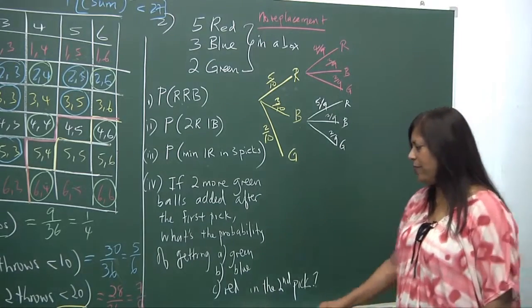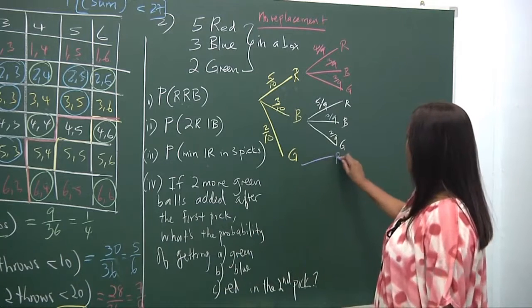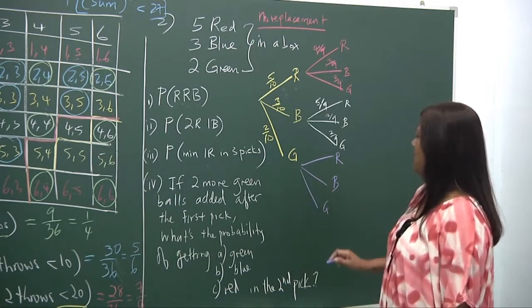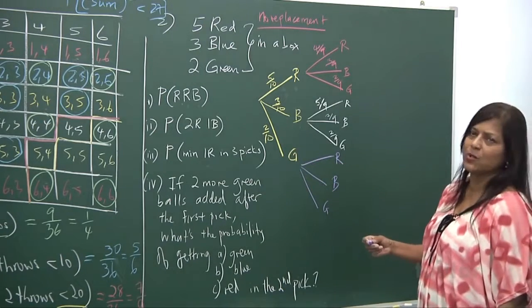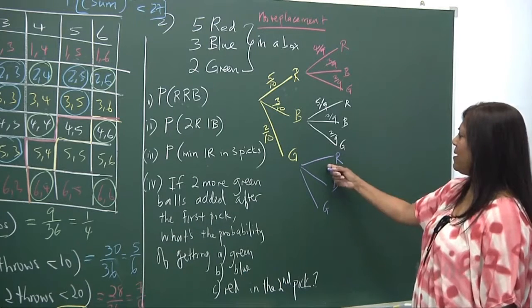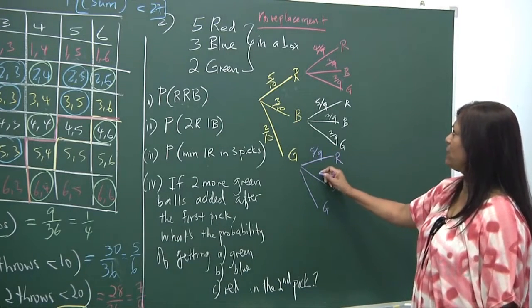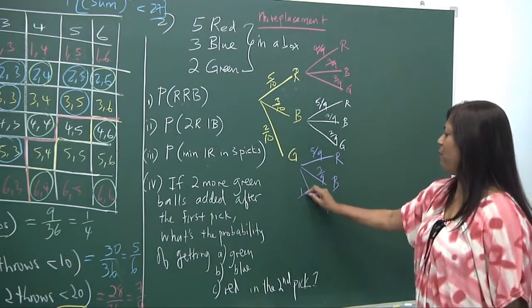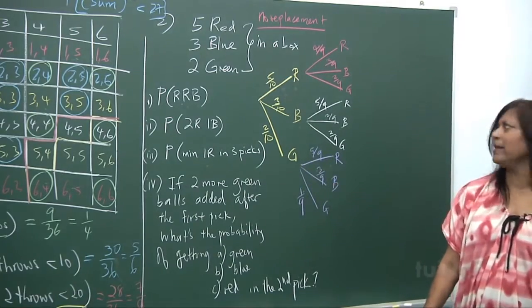Now you look at the green. You have a red, you have a blue, you have a green. Now you've taken 1 green out. How many reds do you have? The reds will be 5 out of 9. How many blues? 3 out of 9. You've taken 1 green out, you have 1 out of 9. 5 plus 3, 8 plus 1, 9 over 9.